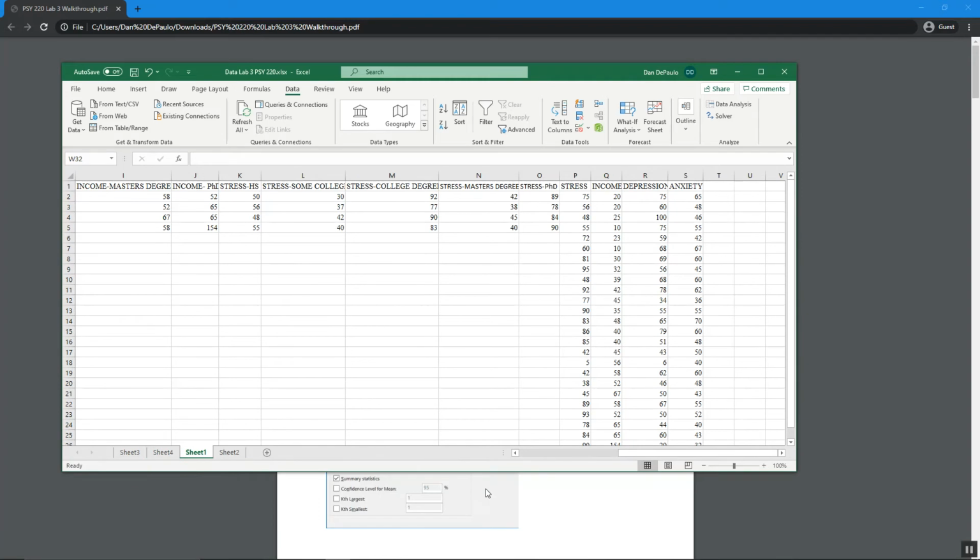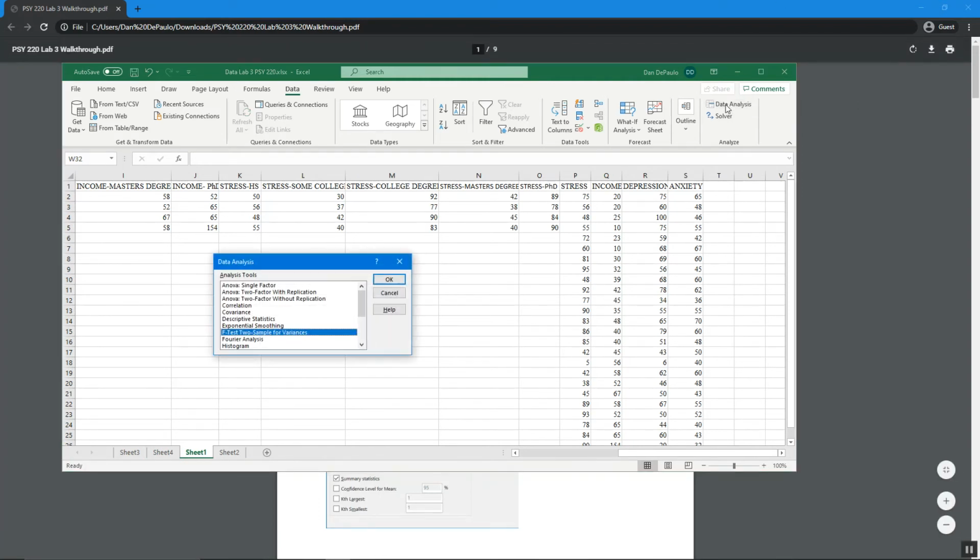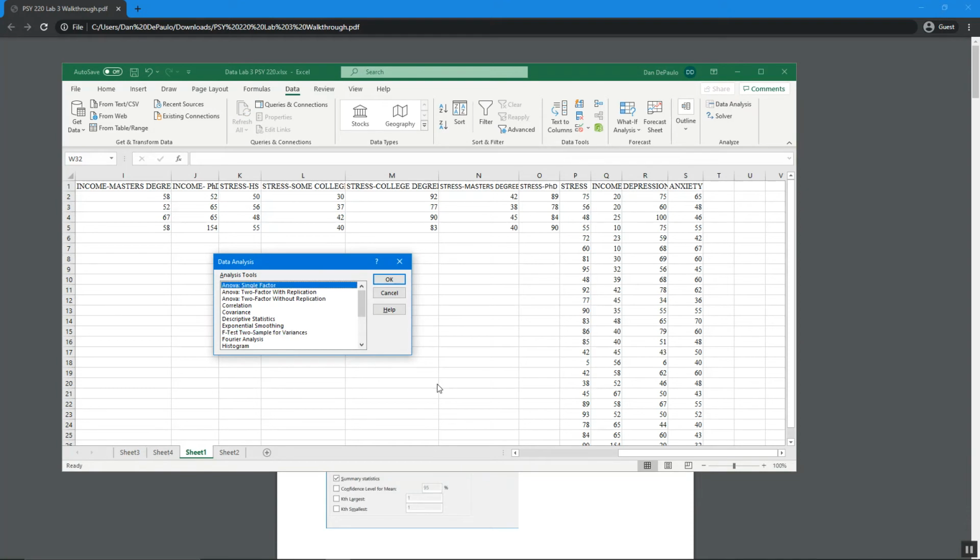So let's go back and let's run the analysis of variance now. So data analysis. We want to do ANOVA single factor, because we have 1 dependent variable, so that's going to be single factor. If you had a factorial ANOVA, you could do 2-factor, and then replication means if you have a repeated measures part of the ANOVA.